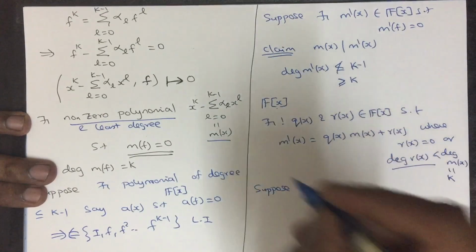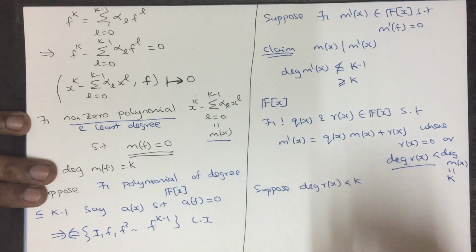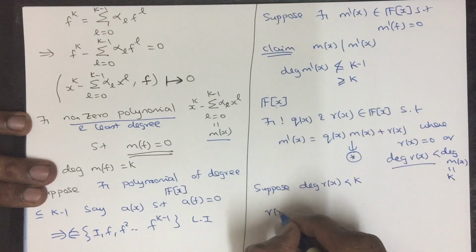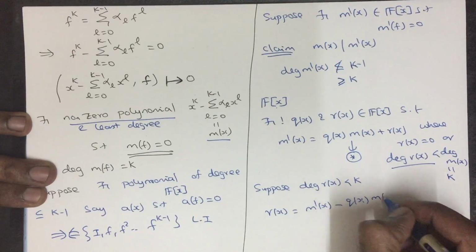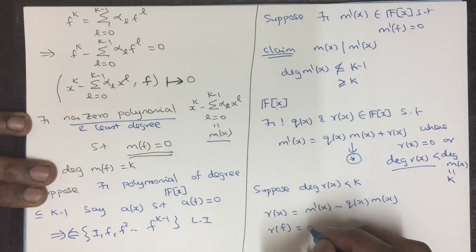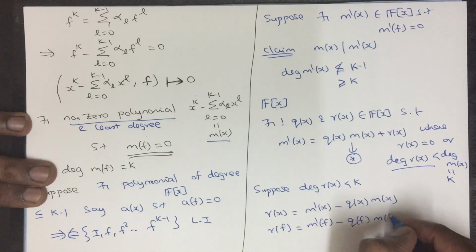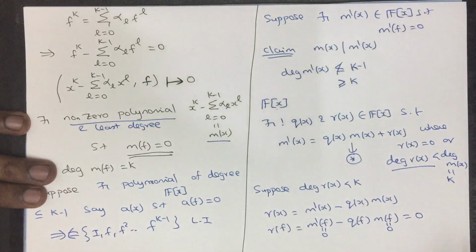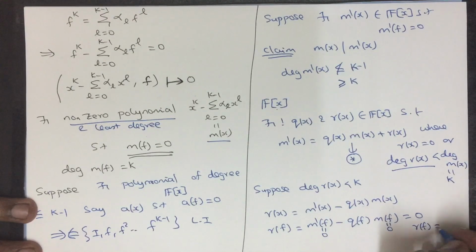So suppose the degree of r of x is less than k. Now from this equation, say star, we can write r of x as m dash of x minus q of x into m of x. Now what is r of f, by the algebraic structure that we have seen some time back? It's m dash of f minus q of f into m of f. Now this is 0, this is a 0 map, therefore all of it will become a 0 linear map, and therefore what we have just shown is that r of f is the 0 map.